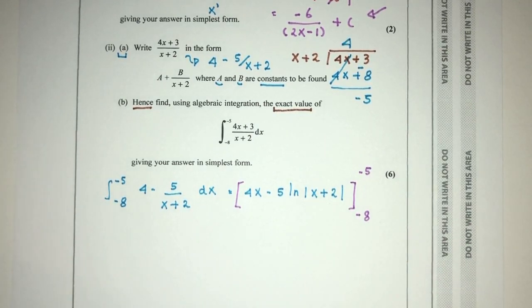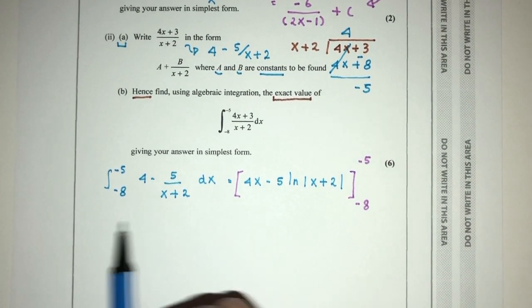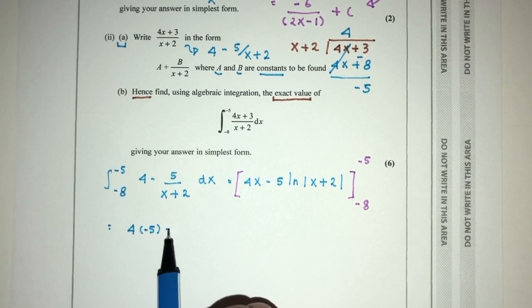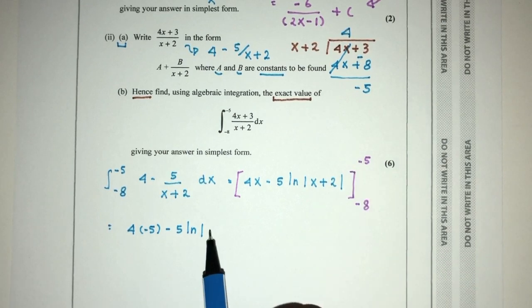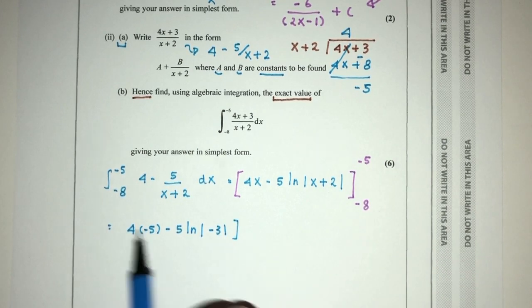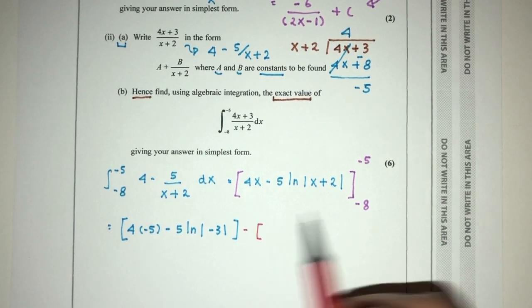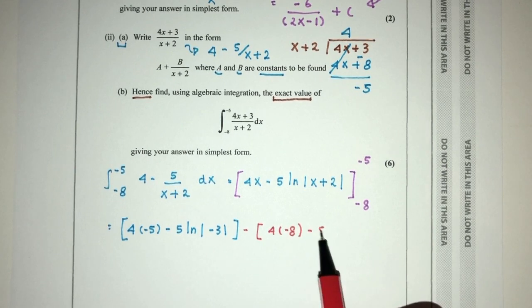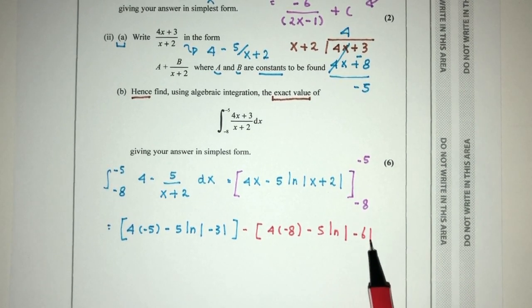We just have to use the modulus and then proceed to solve the integral. So let's do that. Here we have 4x minus 5 ln of the modulus of x plus 2, which is minus 3. Okay, that's the first one. Then minus, that will be 4 times 8, sorry, that will be 5 ln of the modulus of minus 8 plus 2, which is minus 6.